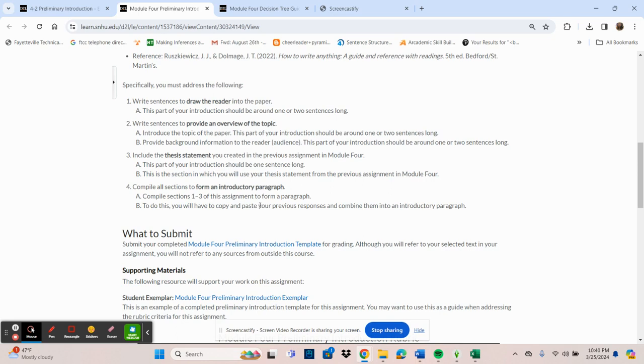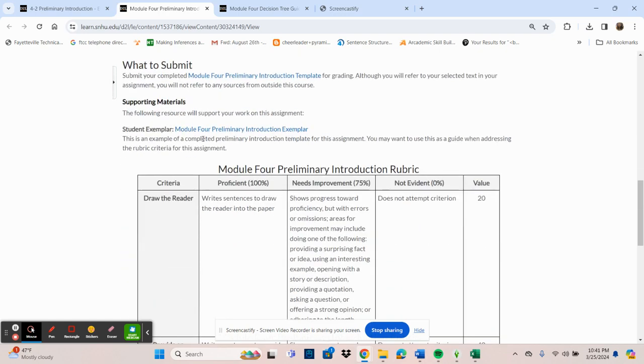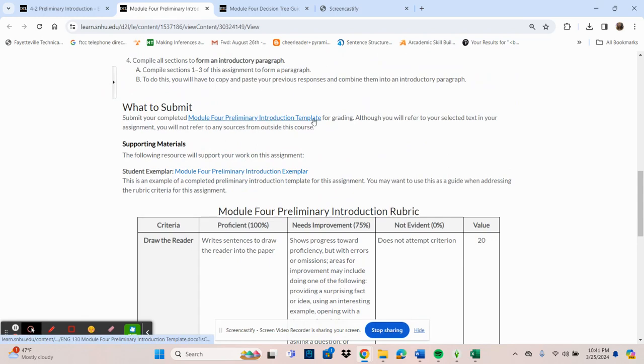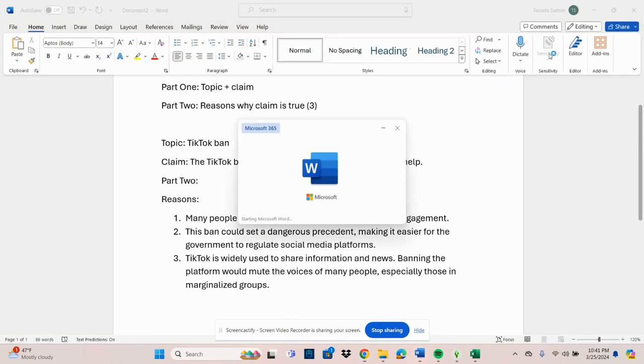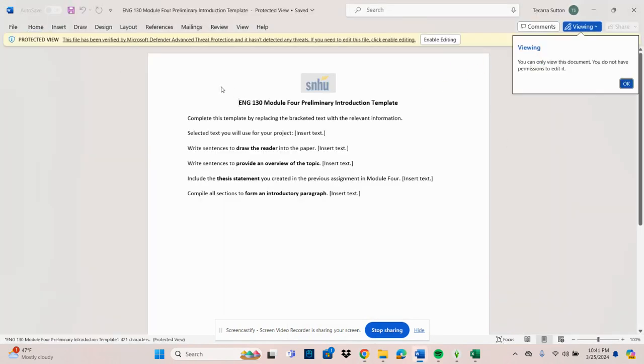Number four, compile all sections to form an introductory paragraph. Compile sections 1 through 3 of the assignment to form a paragraph. To do this, you will have to copy and paste your previous responses and combine them into an introductory paragraph. You have some supporting stuff here. Basically, this is your template that you're going to use. Make sure that you use this. I'm going to open this up so you can see it. So you've got it here. It's got space for your hook, space for your overview, space for your thesis statement, and then right here, you combine all of these pieces to one introductory paragraph. And then you save it and you turn it into your teacher, me.